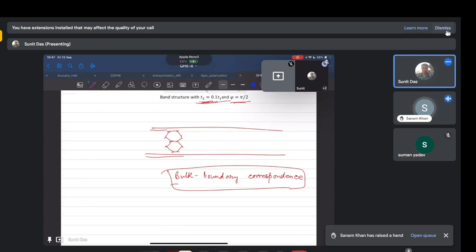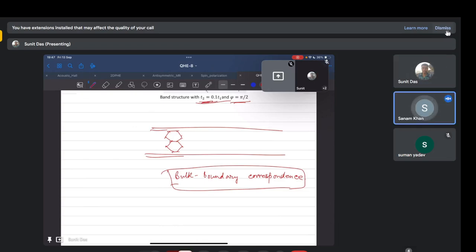Yeah, the question just came actually. When you are considering this bulk and boundary behaving differently, the boundary will be conducting, but the bulk will behave as an insulator. So then, how does one apply Bloch's theorem for this case?